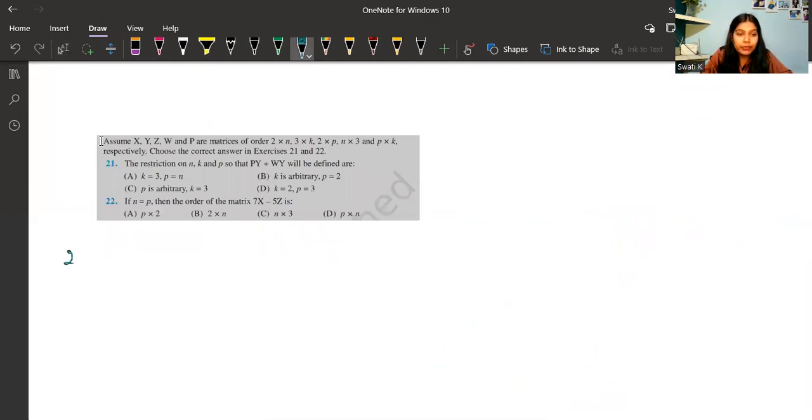Okay, so the 21st question. First of all, you can see, assume X, Y, Z, W, and T are matrices of order 2 cross N. That means X has the order 2 cross N, Y is 3 cross K, Z is 2 cross P.